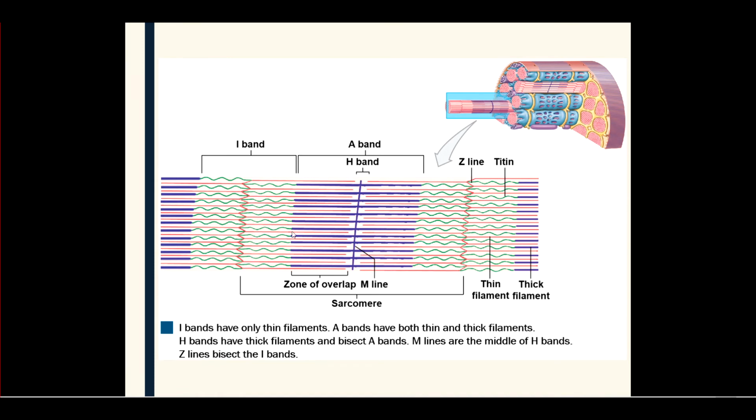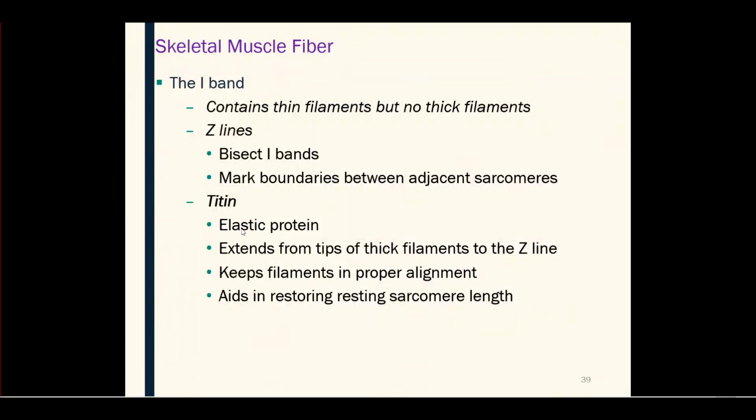It kind of reminds me of a hammock, right? If the Z line was a tree, right? Here's the rope, here's the hammock, and then here's the other rope going to the other tree, let's say. Okay, so it's kind of holding the thick filament in place. And so that's an important function, right? So it's an elastic protein. It extends from the tips of the thick filament over to the Z line, right? So each squiggly line, the green one, would go from the Z line to the thick filament. And like I said, it keeps the thick filaments in proper alignment, right?